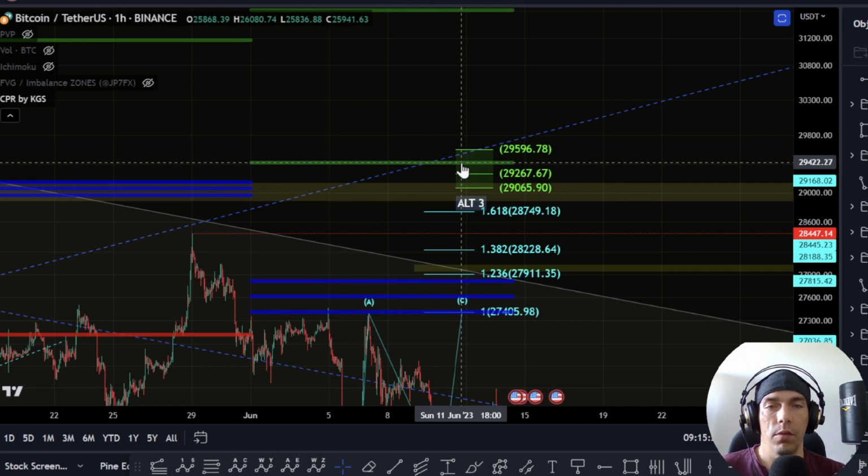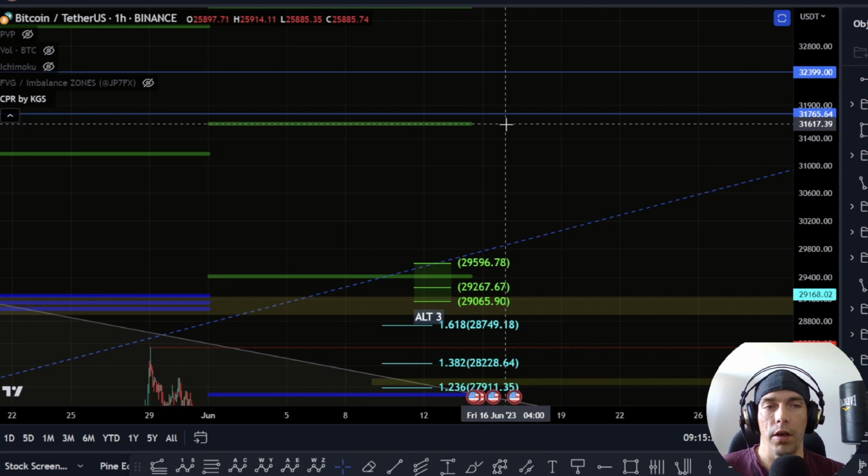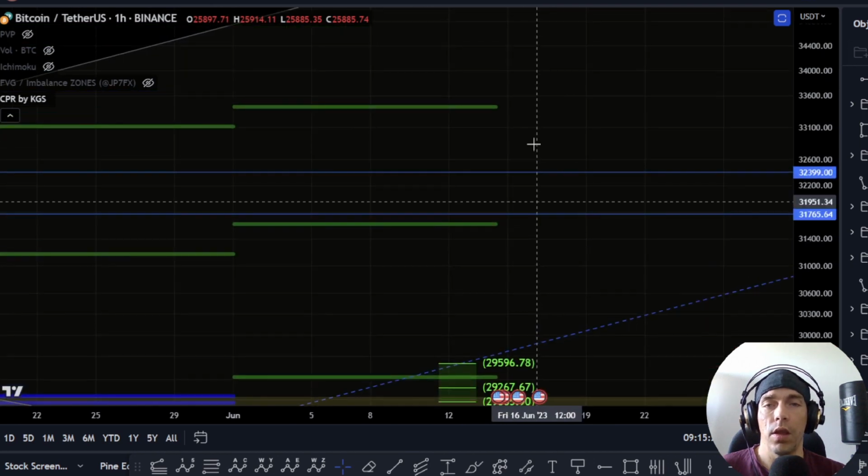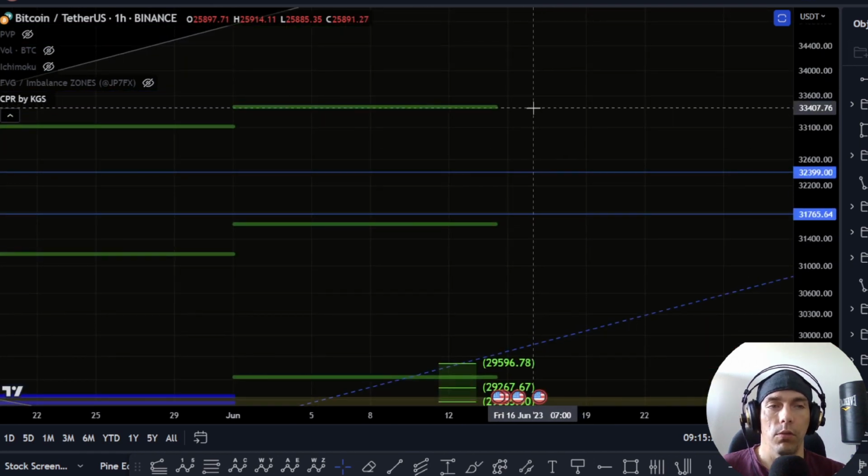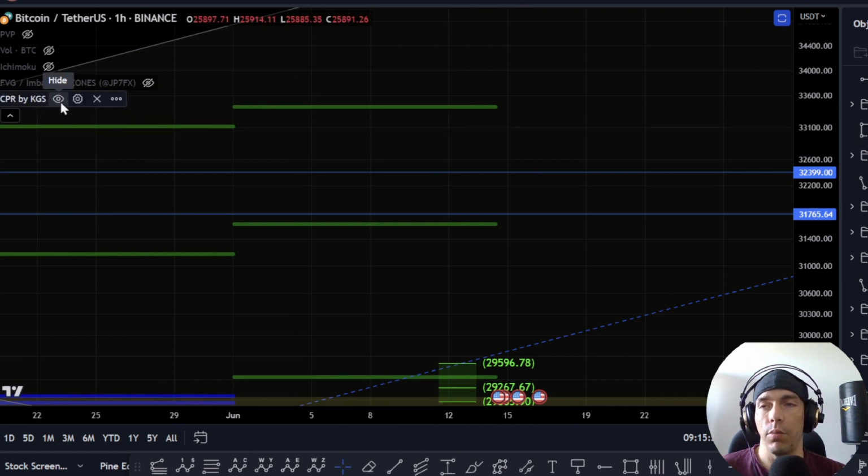So if we do actually see a move up here, I'd be keeping an eye on this 29,422, and then if we do see price push up higher, we have the 31,617 as the S2, we have the 33,407 as the S3. Keep an eye on those levels.